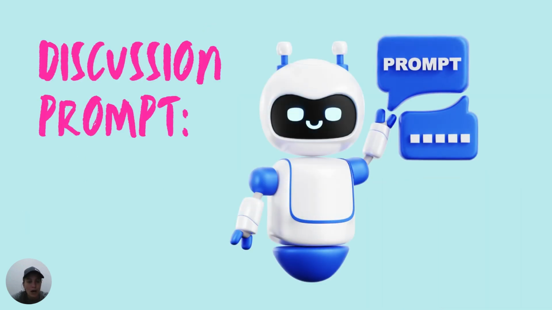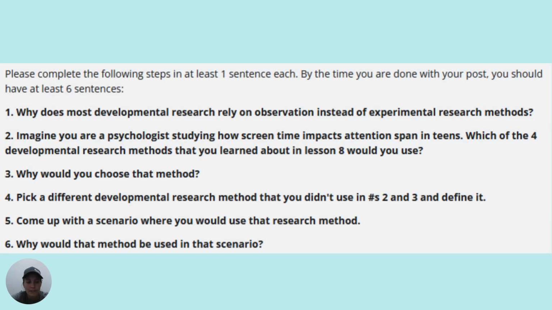And here's a little robot ready to introduce it for you. Okay, here you go. So please complete the following steps in at least one complete sentence each. By the time you're done with your post, you should have at least 6 sentences for this one. So, number one, why does most developmental research rely on observation instead of experimental research methods? You're going to learn all about that in the unit. It's going to give you a good idea of why that happens.